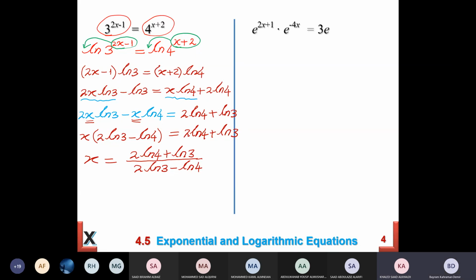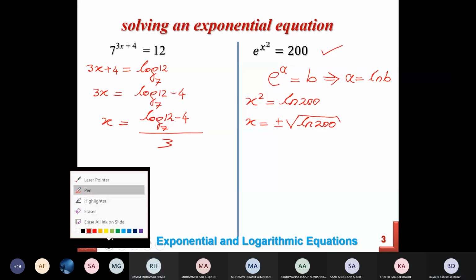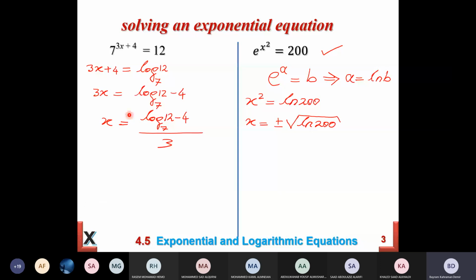Doctor, why did we not solve this question like the previous one, using the previous slide? Yeah, like this one. In this case, Shabab, one side is exponential, the other side is a normal number, not an exponential form. So I just need to switch to the basic logarithmic expression. Power is equal to logarithm of 12 base 7.